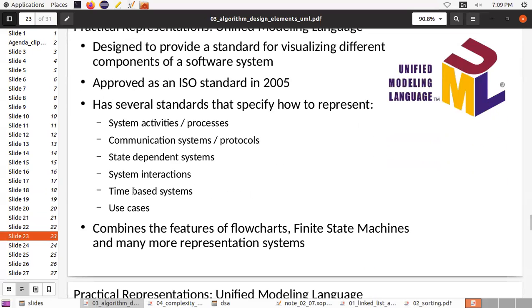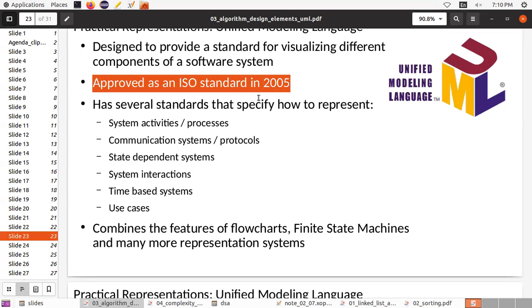Let's look at UMLs. UMLs are a little bit more standardized techniques. But again, even with UMLs, what started happening is people stopped following the standards, and everyone started designing their own ways of defining UMLs. But there is a particular standard that has been approved in 2005 for unified modeling language. So this is also a way by which you can visually represent how different processes and systems interact with each other.